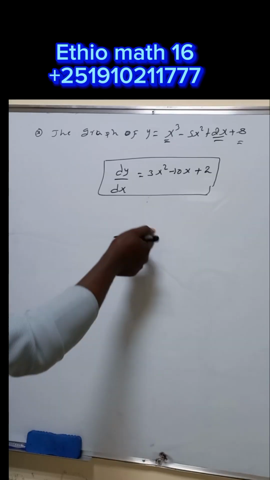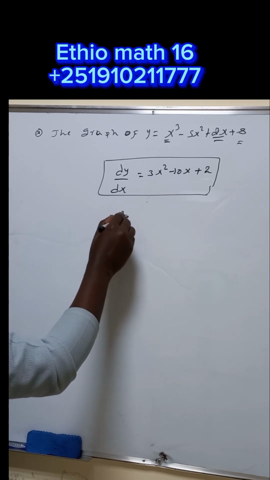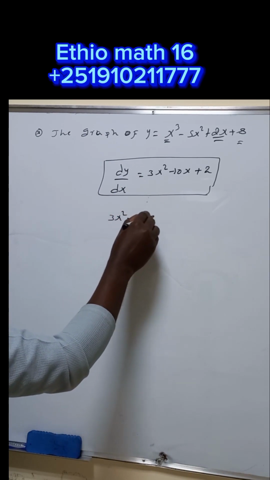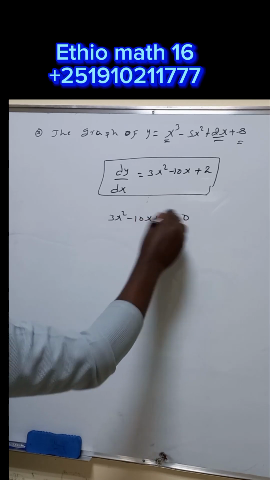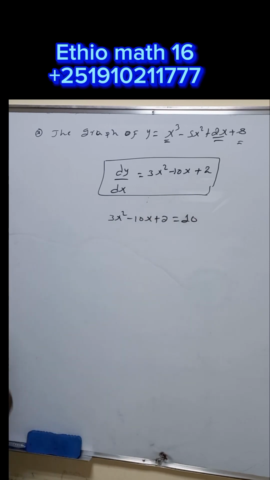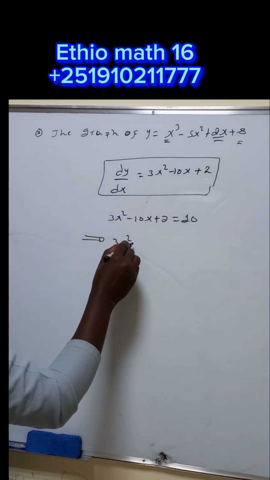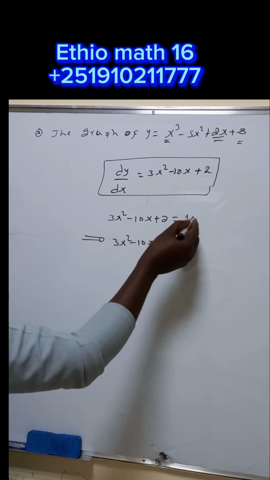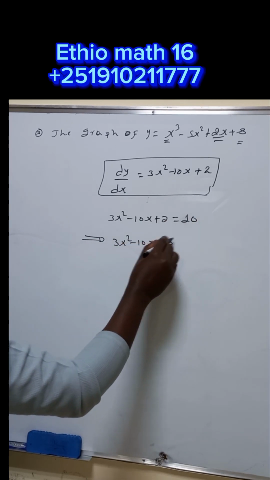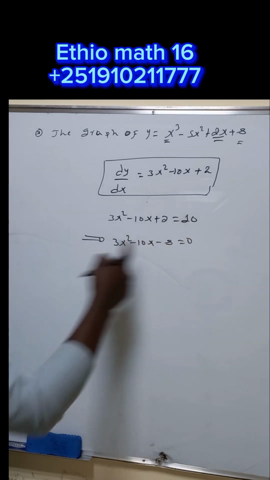The derivative of the function is the gradient of the function at any point. But we have that the gradient is 10. If the gradient of this problem is 10, we have to equate this derivative to 10. Then this implies, rearranging, 3x squared minus 10x, bringing the 10 to the left, minus 8, which is exactly 0, because 2 minus 10 will be minus 8.